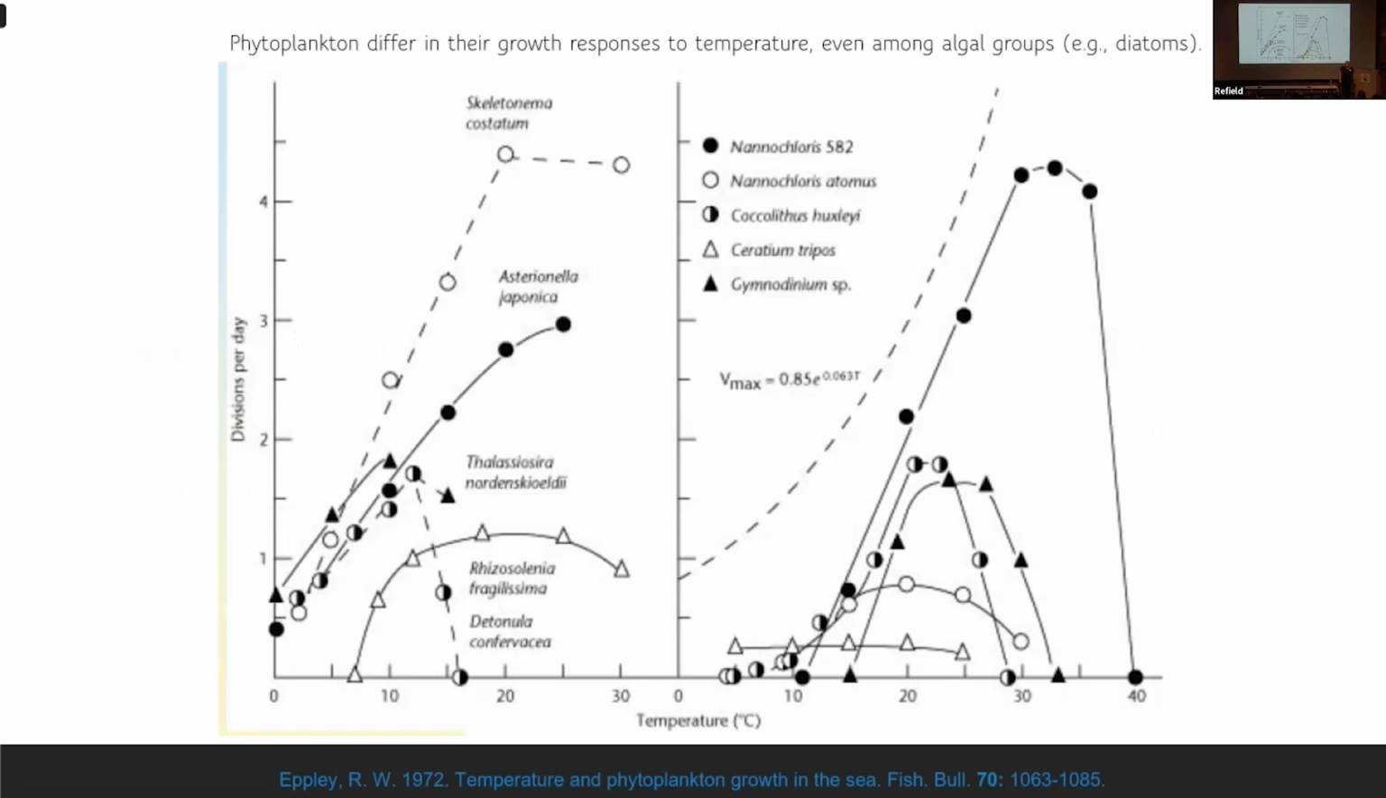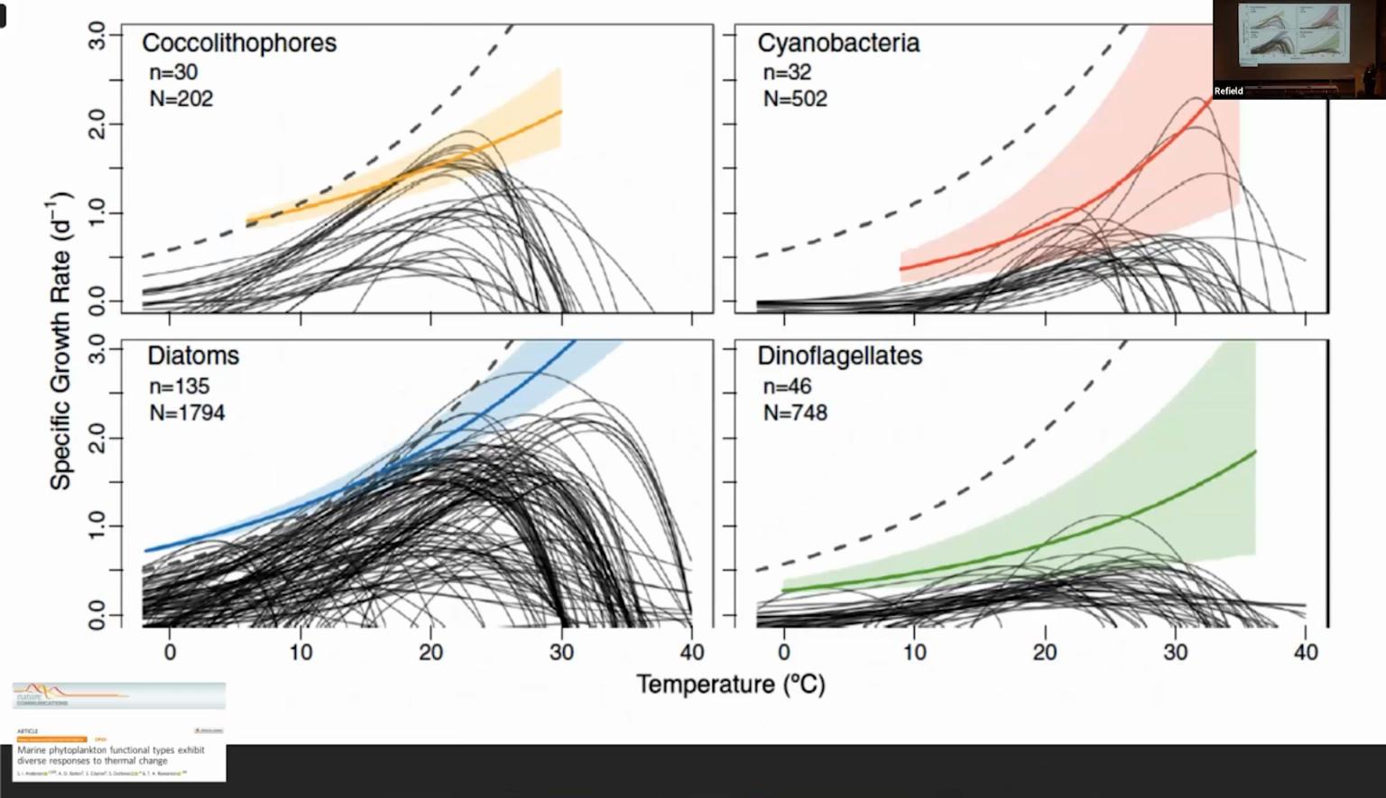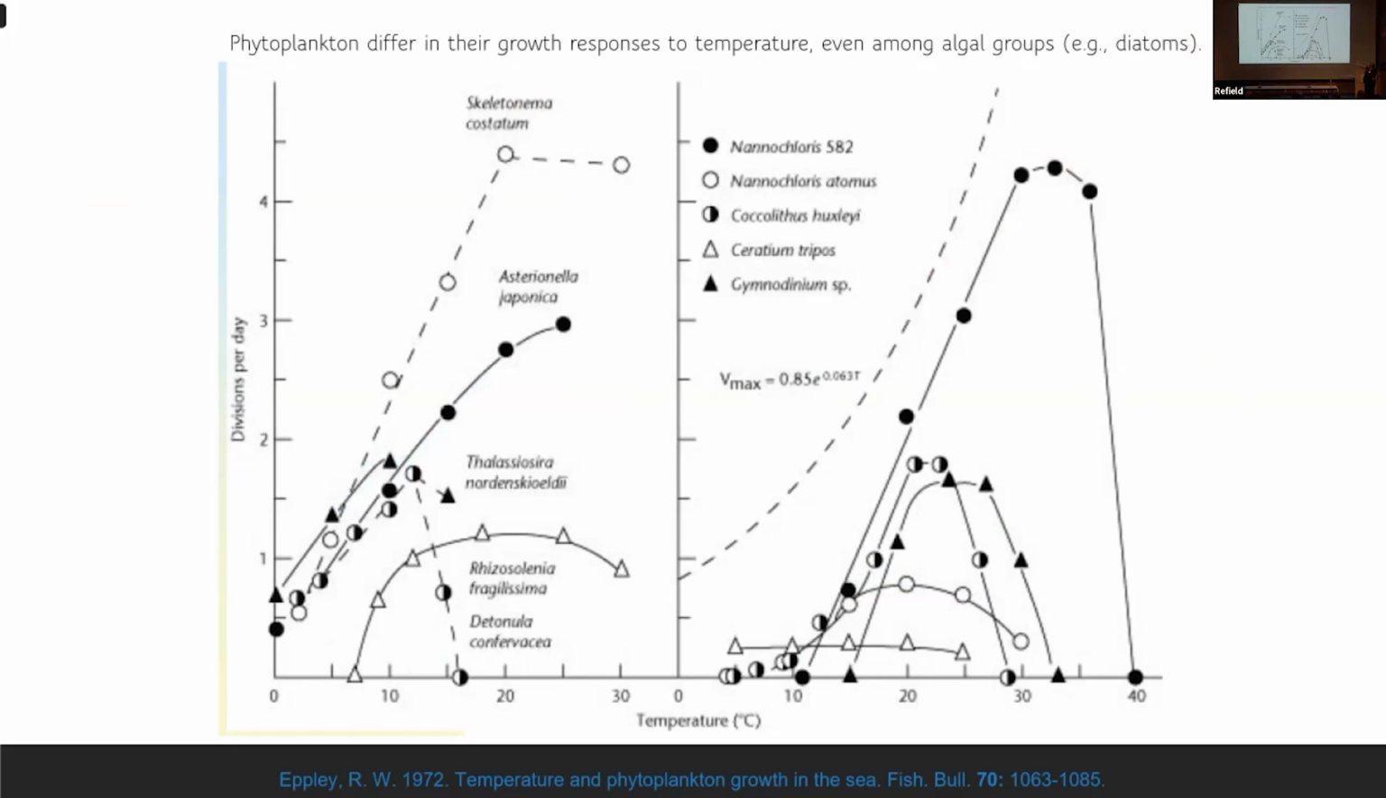I think, yeah, here it is. So back in many, many moons ago, Dick Eppley published this in 1972, where he very, very early on recognized that phytoplankton differ in their growth responses to temperature, even among algal groups. So if you look, he's got 1, 2, 3, 4, 5, I thought there were 6, doesn't matter, diatoms are on the left. And these are the growth responses on the Y and temperature on the X axis. Over here on the right, he used 1, 2, 3, 4, 5 different species from different groups.